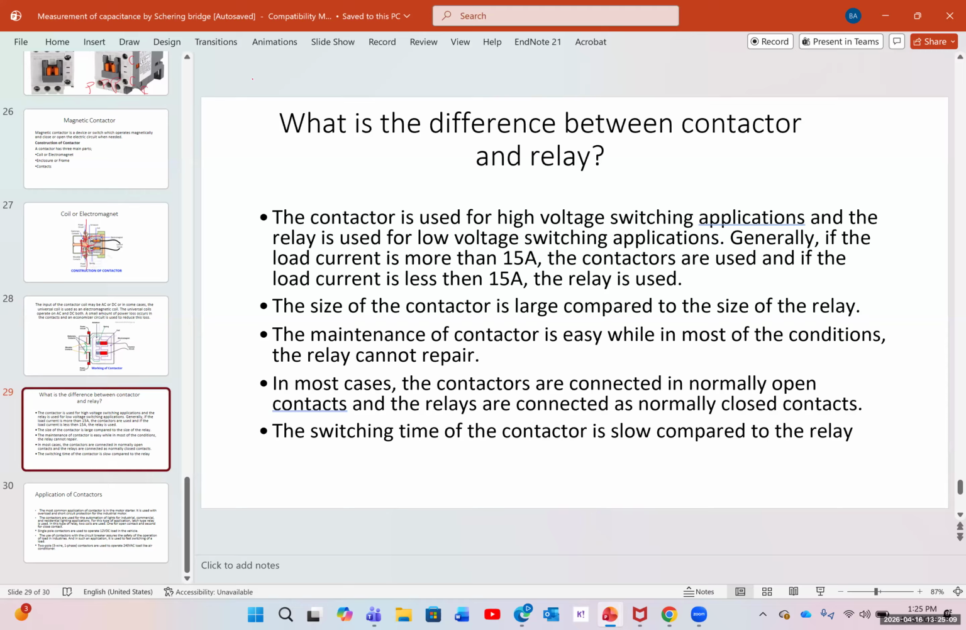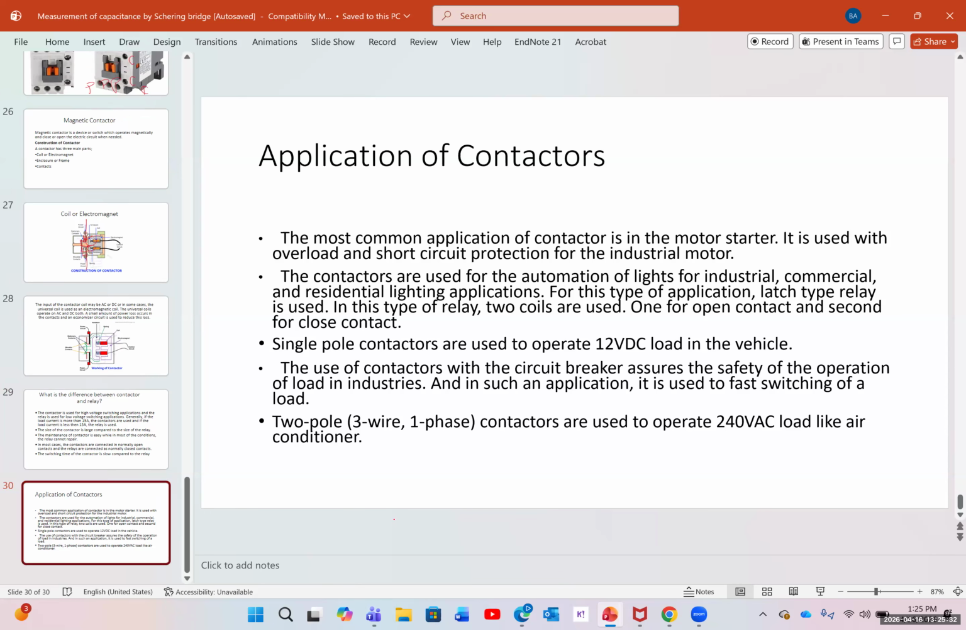In most cases, the contactors are connected as normally open contacts and the relays as normally closed. Contactors can usually be repaired if they are broken, but it's not worth it. It's like $20, $30. You just replace them. Relays are very difficult, almost impossible to maintain and repair. And as mentioned, the frequency of relays is much higher.